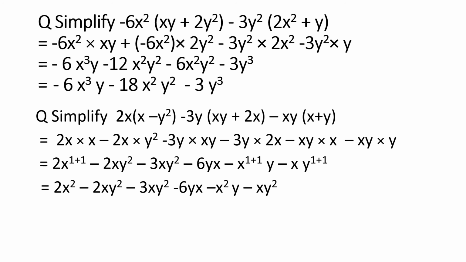Now these are like terms, look at their constant part: minus 2, minus 3, minus 1. All the three numbers are negative, add their value and put the negative sign. So it will become 2x² minus 6xy², minus 6yx and minus x²y. Now there is no other like term, so the question is solved.